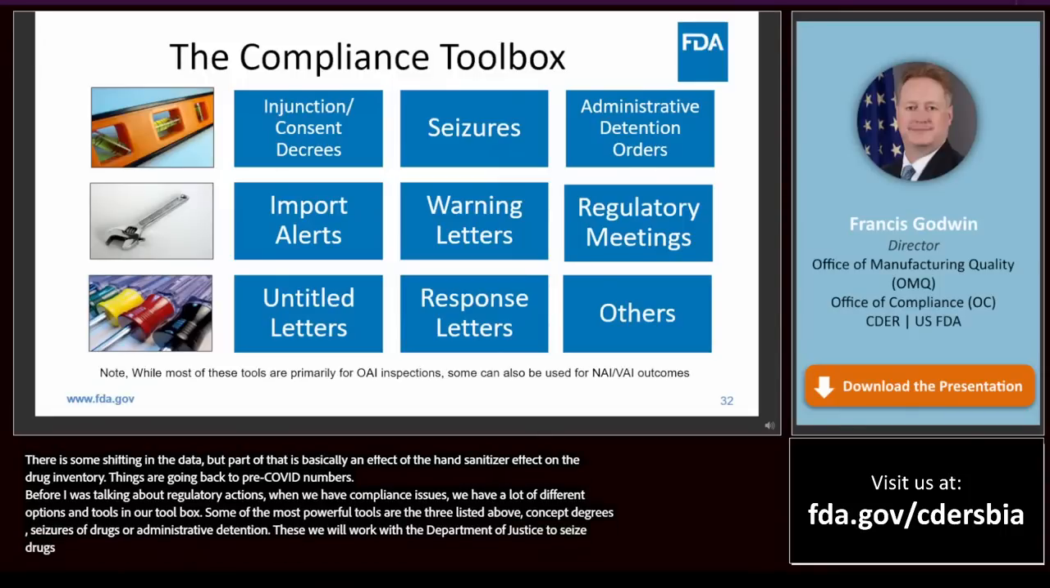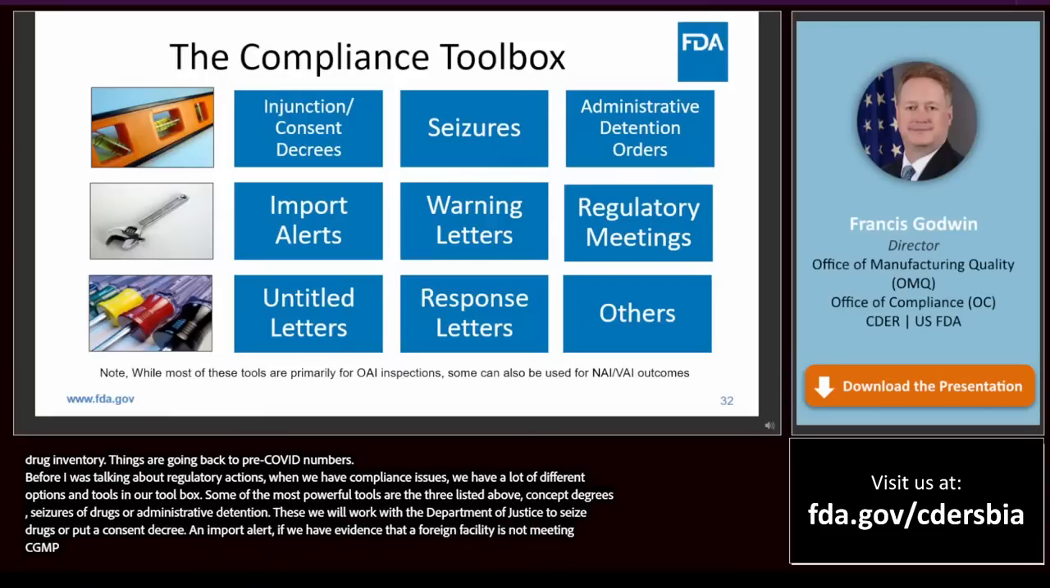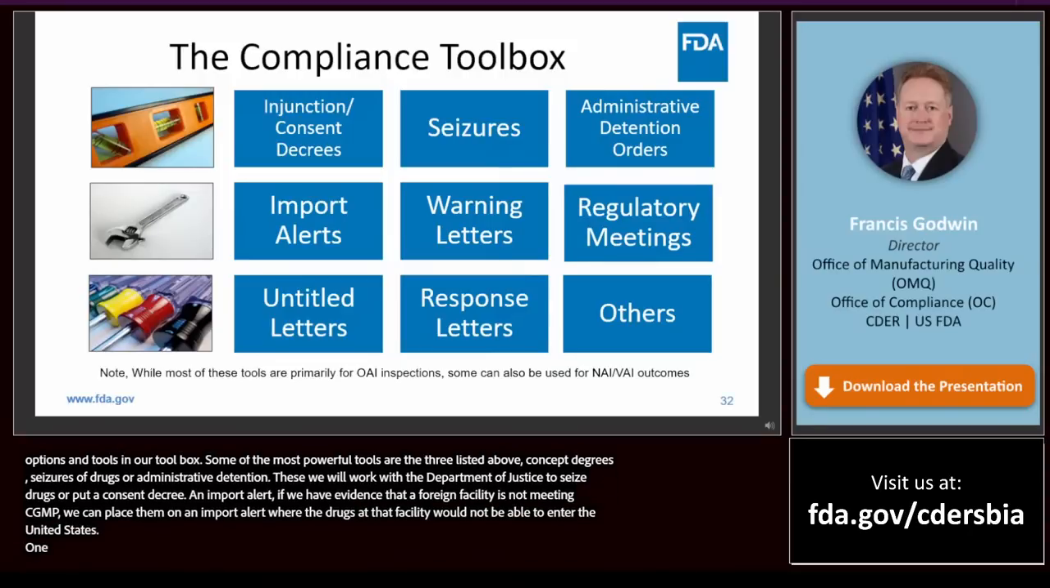The middle row is more your classic and more commonly used tools. An import alert is where, if we have evidence that a foreign facility is not meeting GMP, we can place them on import alert, where drugs from that facility would not be allowed to legally enter the United States. We coordinate with our colleagues at Customs and Border Patrol on that. One of our primary tools, though, is our warning letters. Warning letters are advisory actions where we will detail the CGMP deficiencies that were observed through inspection or other means and ask the firm for corrective actions. These are also posted to the website, et cetera.